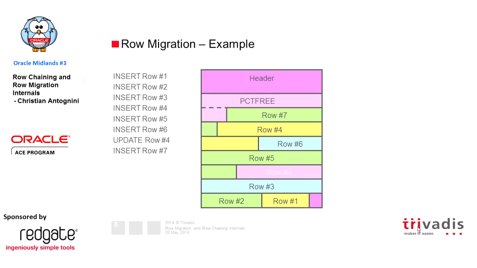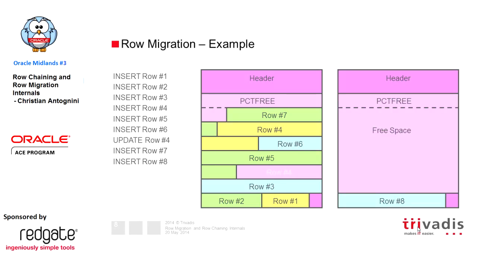We insert number 7. Now we have to insert one row. Of course, here we have almost reached the PCTFREE limit, but we also have some free space. So what usually happens in such a situation is that the block is reorganized. So, no, sorry, there is not enough space anyway for row 8, so they put it in another block. Then I delete row 1 here.